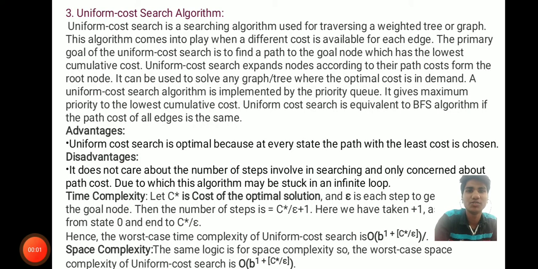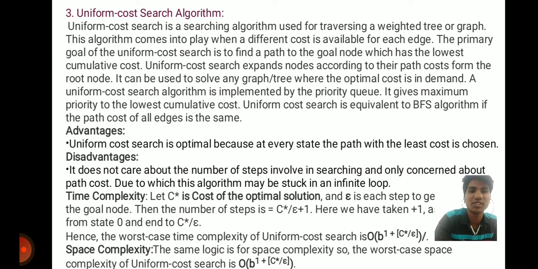The third algorithm is the uniform cost search algorithm. Uniform cost search is a searching algorithm used for traversing a weighted tree or graph. This algorithm comes into play when a different cost is available for each edge. Generally, in the uniform cost algorithm, it will depend on the weight of the path in a tree or graph. So the advantage of uniform cost search is that it is optimal, because the path with the least cost is chosen. So a least cost path will be chosen.